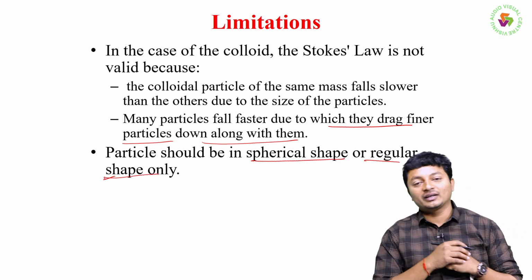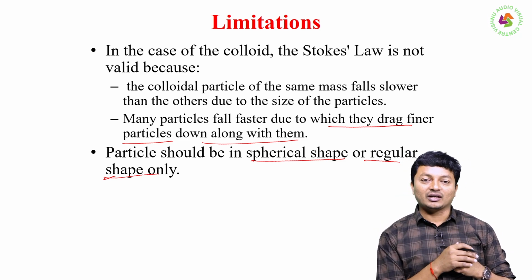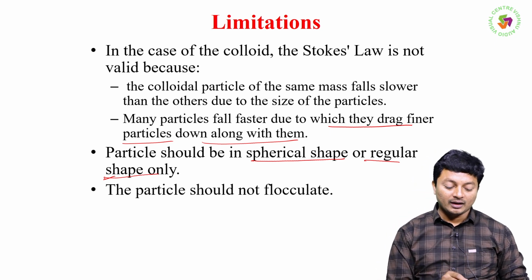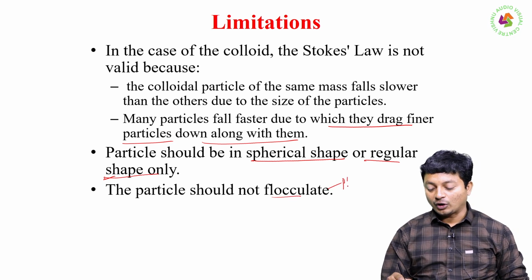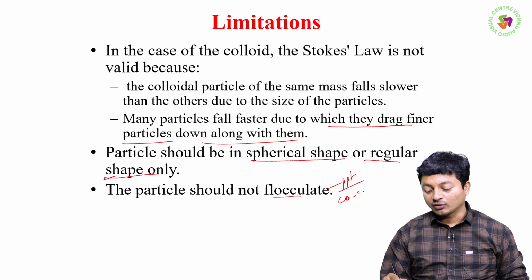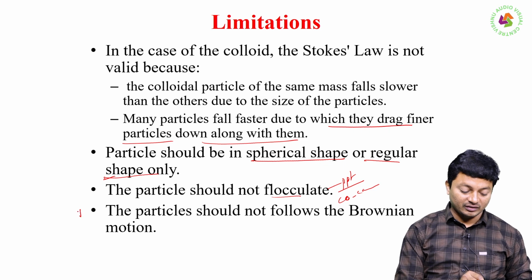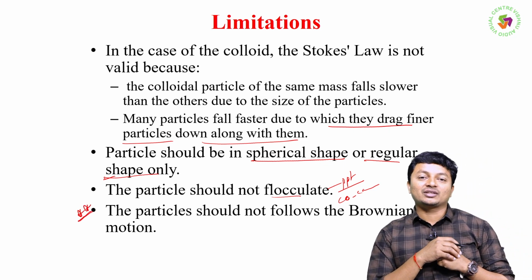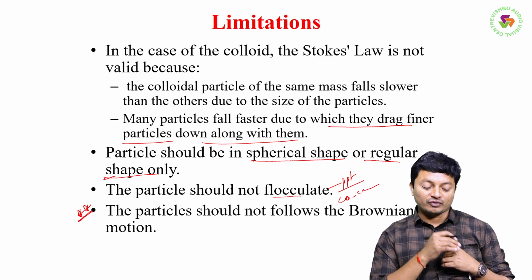If the particle is not in a regular shape, that is, if the particle has an irregular shape, then we cannot apply the sedimentation volume theory, that is Stokes law. The particles should not flocculate, meaning they should not form precipitation or coagulation. The particles should not follow Brownian movement or Brownian motion. This is an important limitation. So this sedimentation theory will not explain particles which follow Brownian motion.